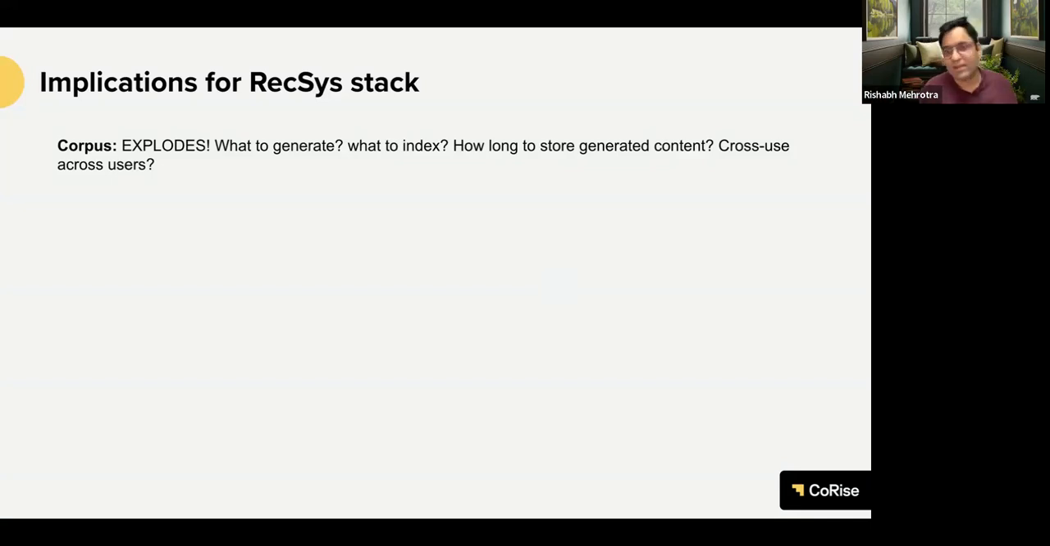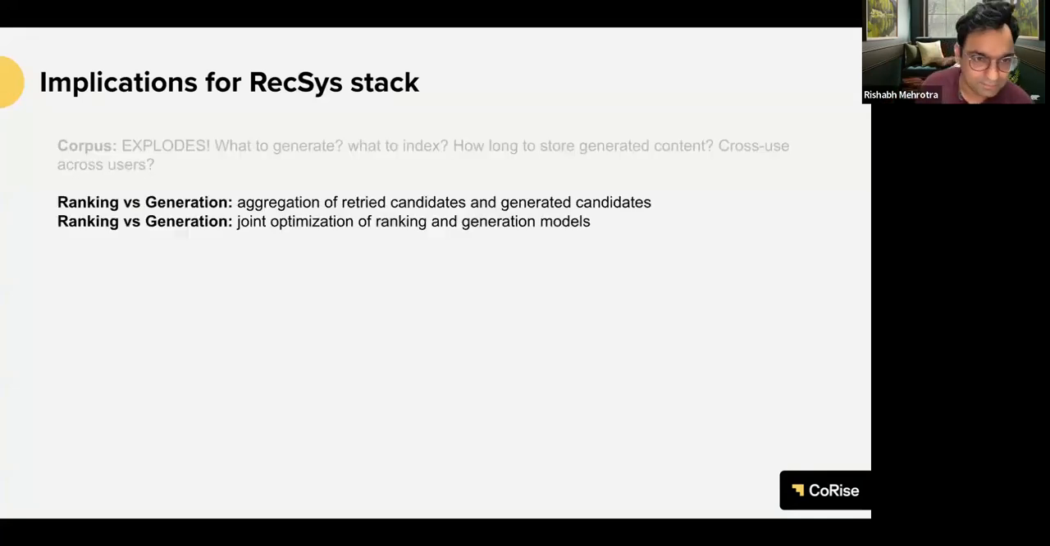Again, if you look at sports, recent sports are far more important than 6-month-old scores from different cricket or football matches. So there are a lot of problems on what to generate, what to index, how long to store them, and if I'm generating and then storing, can I use them across users? Can I not use them? So there's a bunch of problems on the corpus side.